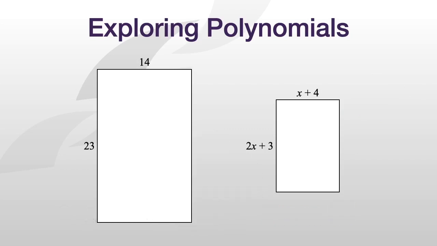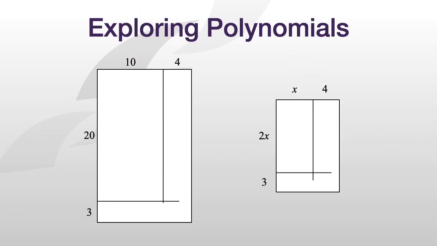Like 2-digit numbers, there's a natural way to partition binomials, not by place value, but by terms, separated by plus or minus signs. And like 2-digit numbers, an area model can help us determine the product of 2 binomials.